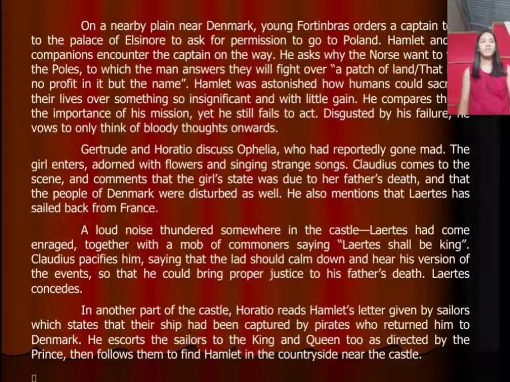In another part of the castle, Horatio reads Hamlet's letter given by sailors, which states that their ship had been captured by pirates, who returned him to Denmark. He escorts the sailors to the king and queen too, as directed by the prince, then follows them to find Hamlet in a council tried near the castle.